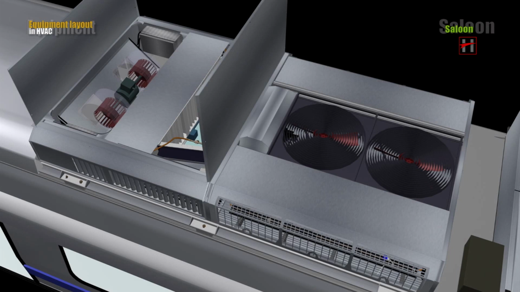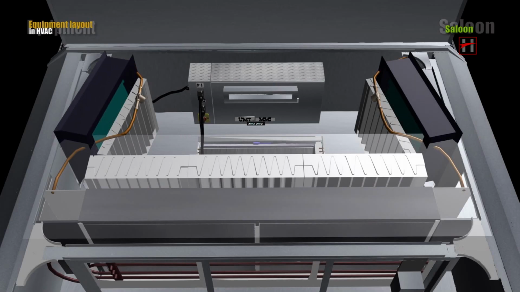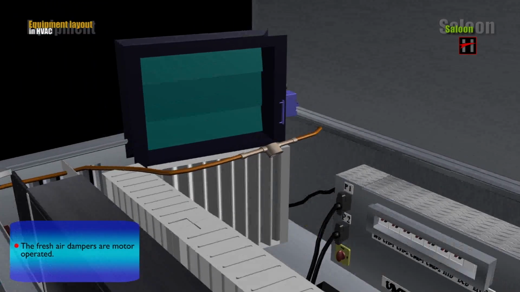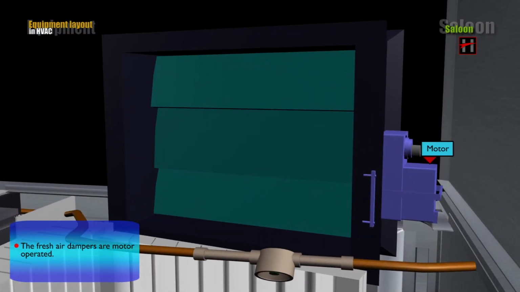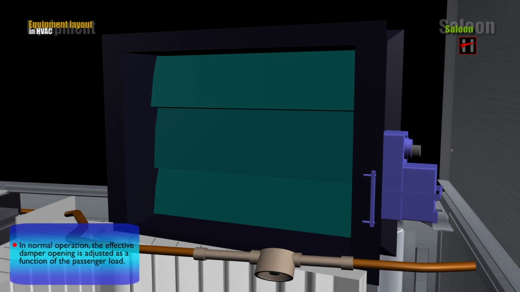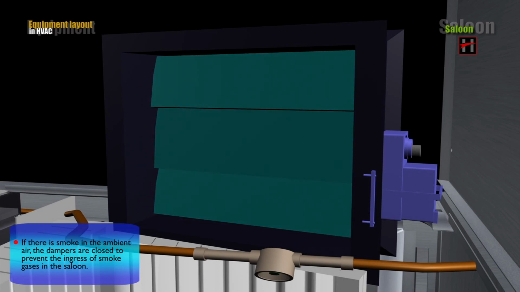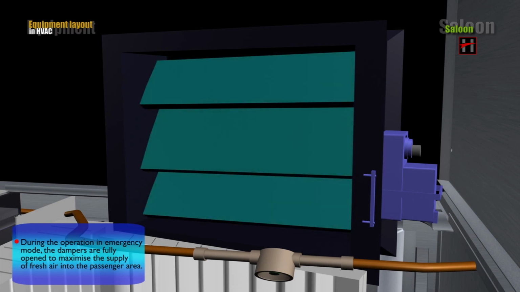Many serviceable components are located in the mixed air compartment. The fresh air dampers are placed on both sides of the mixed air chamber. The fresh air dampers are motor operated. In normal operation, the effective damper opening is adjusted as a function of the passenger load. If there is smoke in the ambient air, the dampers are closed to prevent the ingress of smoke gases in the saloon. During operation in emergency mode, the dampers are fully opened to maximize the supply of fresh air into the passenger area.